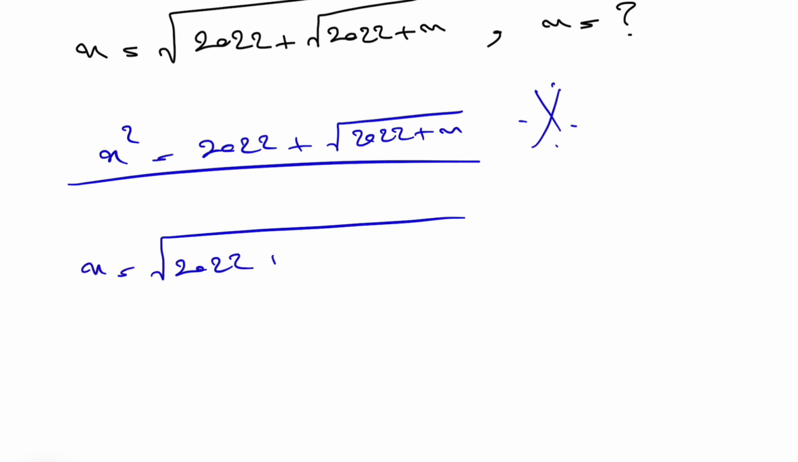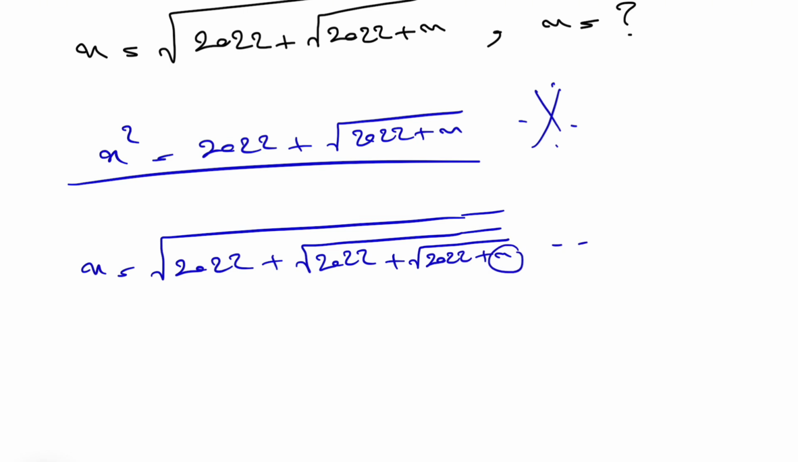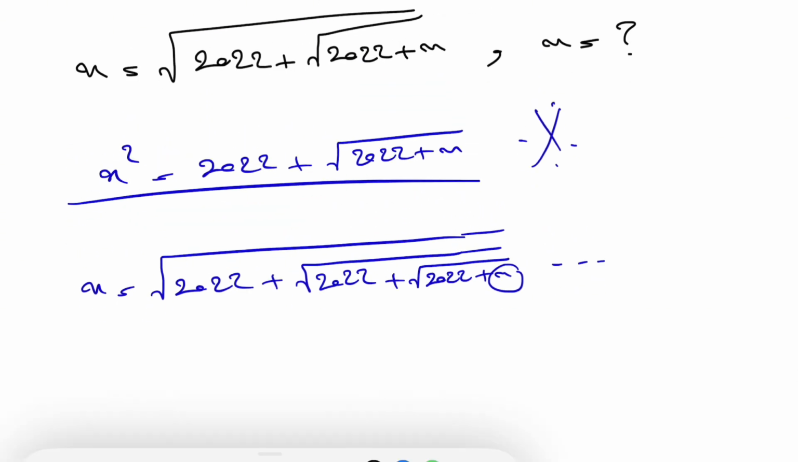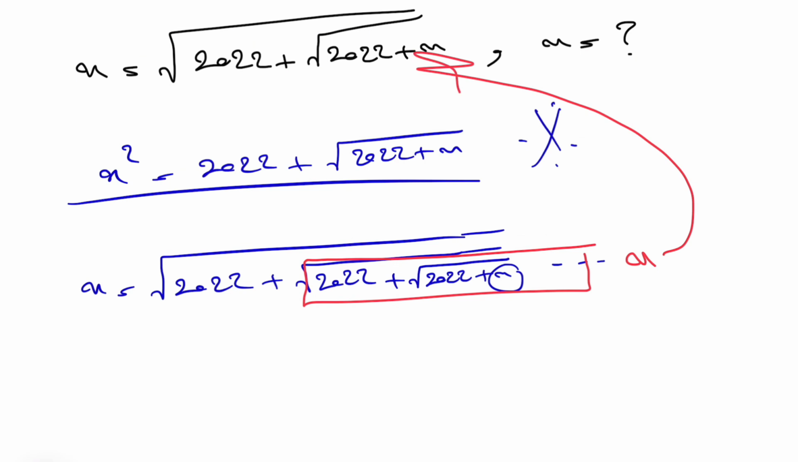So we have the square root of 2022 plus the square root of 2022 plus x, and we know our x is the square root of 2022 plus x. If we substitute x again, this is going to go forever and get us stuck in a loop. But if we look at this expression here, it is exactly our x, which is what we have for x from the question.